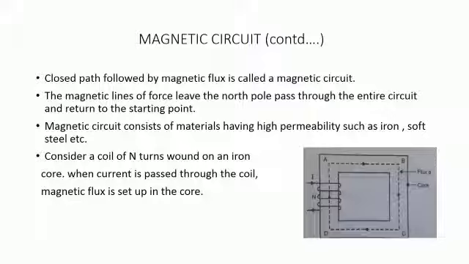The magnetic lines of force leave the north pole, pass through the entire circuit and return to the starting point. A magnetic circuit consists of materials having high permeability such as iron, soft steel, etc. Consider a coil of N turns wound on an iron core. When current is passed through the coil, magnetic flux is set up in the core.